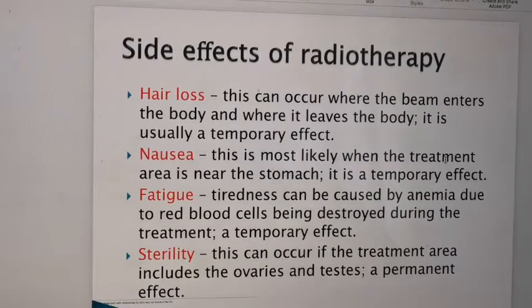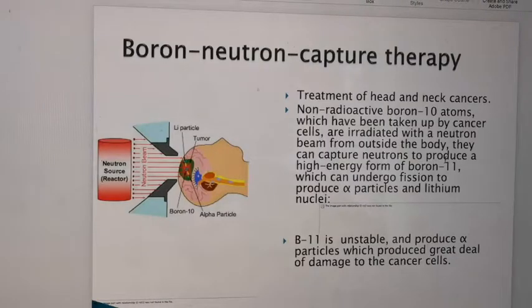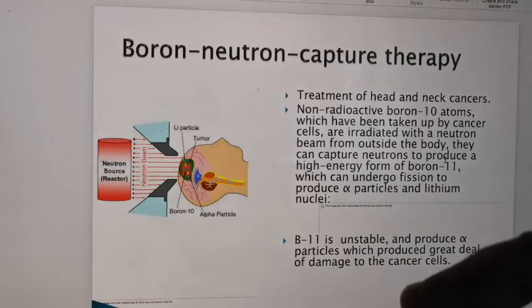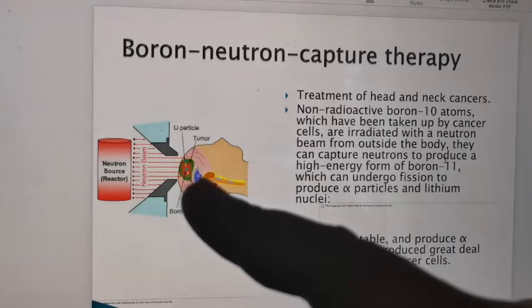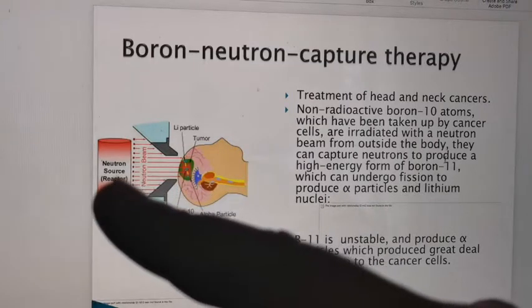Okay. Now, the last type of nuclear medicine that you need to know is boron neutron capture therapy. This one is a combination of internal and external therapy. As you can see, you inject boron 10 inside the body, so that's internal radiotherapy, right? So boron 10 will go inside the body, then you can trace where it is.